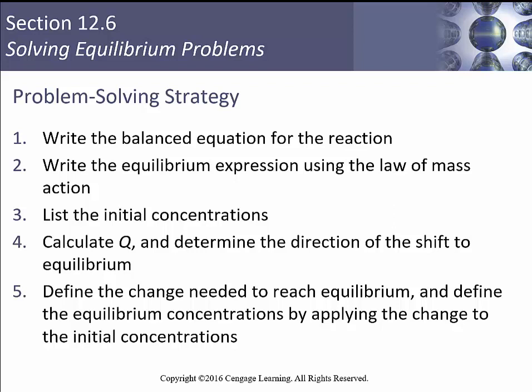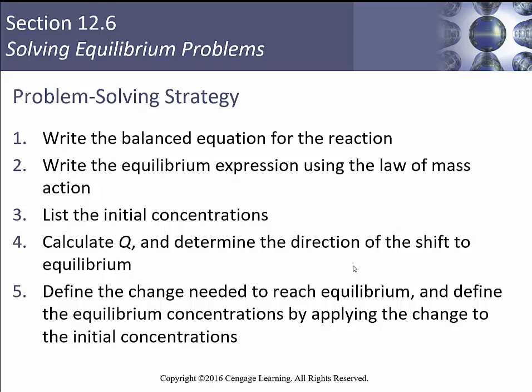So, number 1. Write out the balanced equation for the reaction. You're going to need the balanced equation so that you get that K constant. You need to know what your products are. You need to know what your reactants are. Number 2, write out that equilibrium expression using the law of mass action, right? Products over reactants raised to the stoichiometric coefficients from the balanced chemical equation.